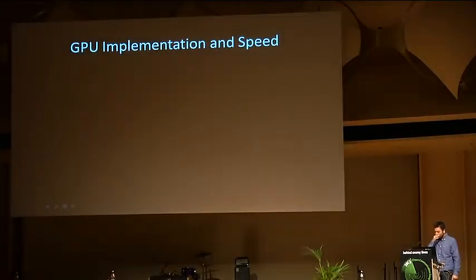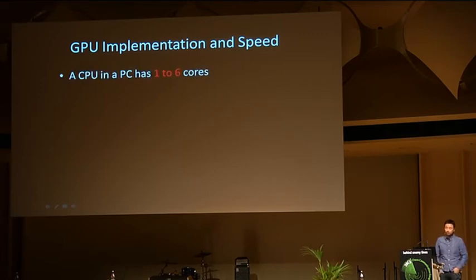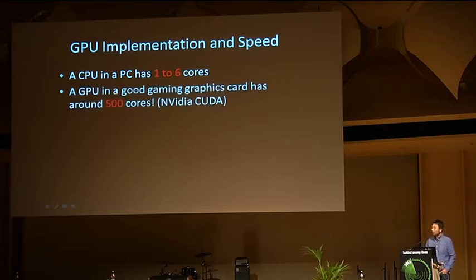So before I really dive into describing all the system components, a couple of words about GPU implementation and speed. A CPU in a PC has usually 1 to 6 cores. So, you know, dual core, quad core. And they perform really fast, like 3 gigahertz per core. But in a graphics card, there are many more cores, like 500, for example. But they perform slower, with 600 to 700 megahertz.